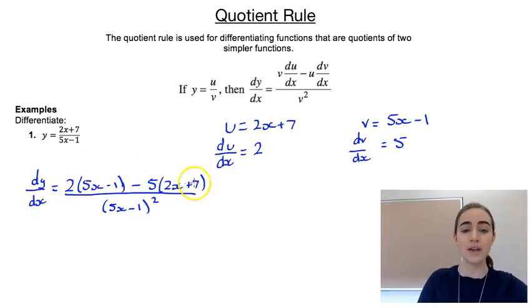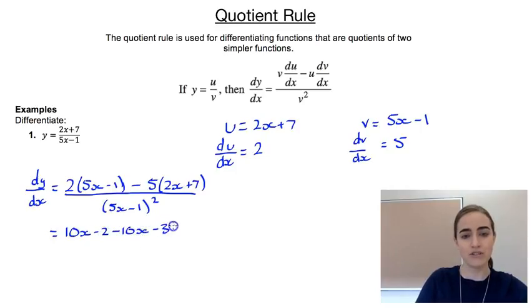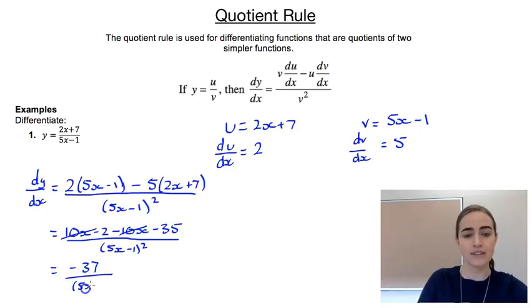I'm just going to now expand out that top to simplify it down. So we're going to have 10x minus 2 minus 10x minus 35 all over that same 5x minus 1 squared. Now we've got 10x minus 10x, so they cancel each other out, and minus 2 minus 35 will give us minus 37 over 5x minus 1 squared.